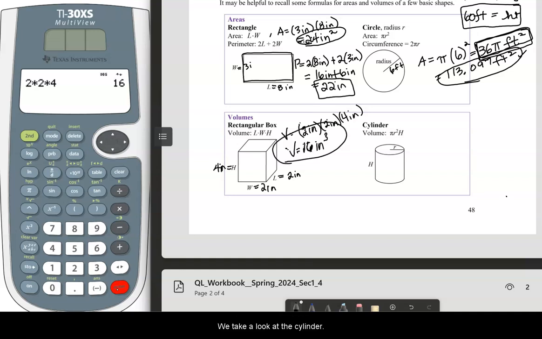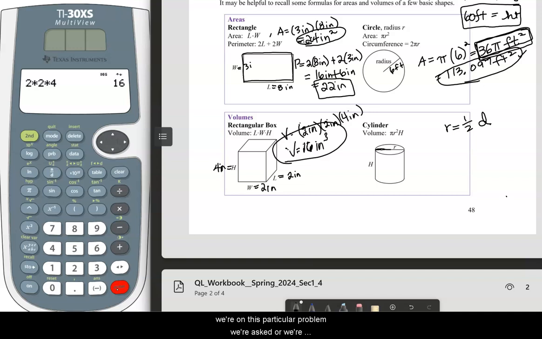If we take a look at the cylinder, it's pi r squared h, where pi, once again, is that mathematical constant that shows up with circles. R squared is, once again, the radius of the base circle. The base circle, once again, they can sometimes in problems give you the diameter, and to get the radius, it's half the diameter. Okay, so that does happen sometimes.